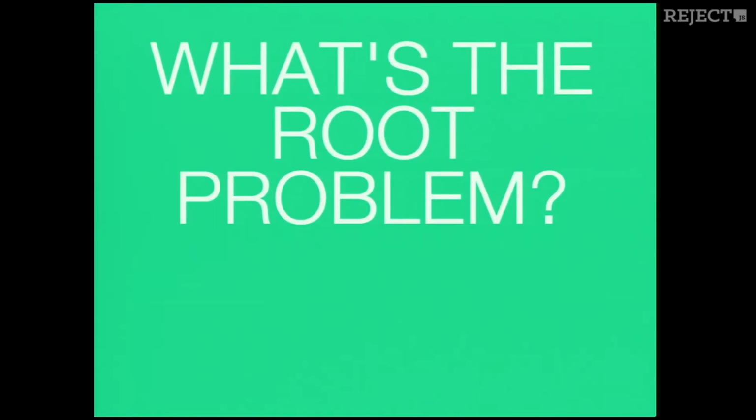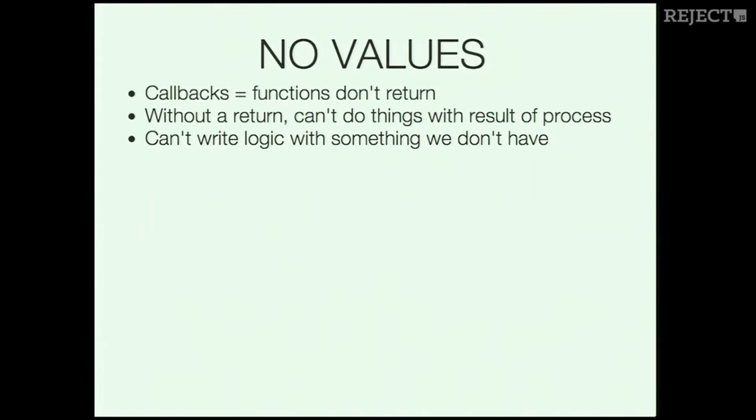What is the root problem I'm talking about? What is causing all this hairy code? Well, I think it's the fact we don't have values when we use callbacks. When you call a normal synchronous function, you get something back. Regardless of how long it takes, it could be blocking for 10 minutes, but you still get something back before the next line of code executes. And that means we can do things with that value. We can use if statements, we can for loop over it, all that kind of stuff. But we can't do anything in our programs with a value that doesn't exist yet.